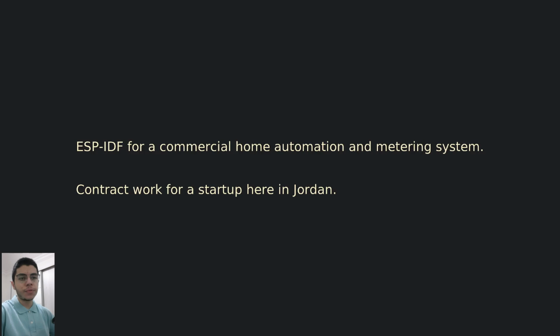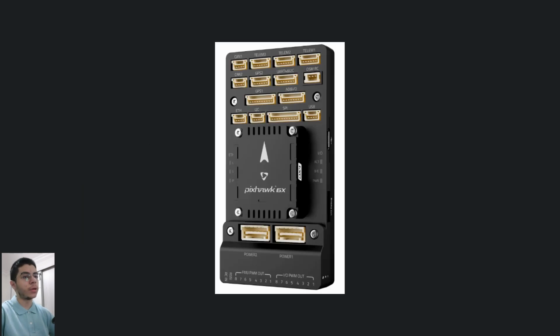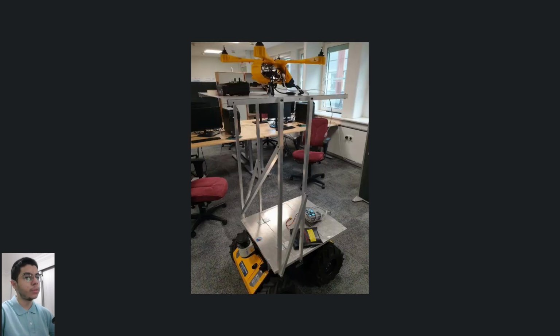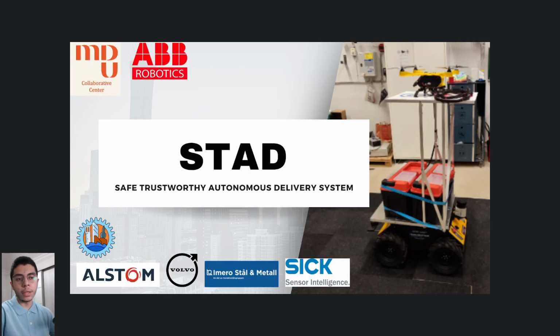And in the field of embedded systems, I have also worked with the Pixhawk 6X flight controller and Raspberry Pi companion computer for a drone system that is connected to a ground vehicle. This was part of the Applied Artificial Intelligence training course at ABB Robotics, an automation company in Sweden. The work was sponsored by Volvo CE, Alstom, and more amazing companies. That took place in Sweden as well.